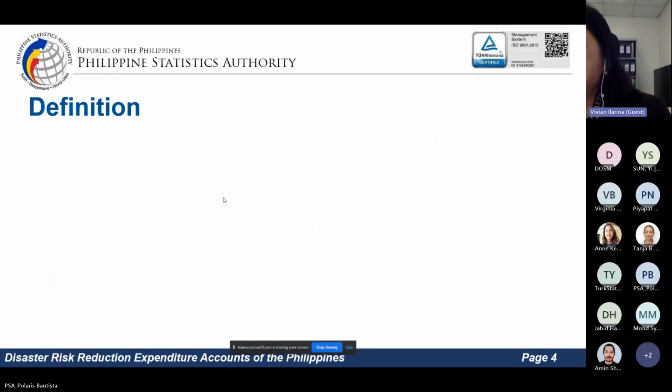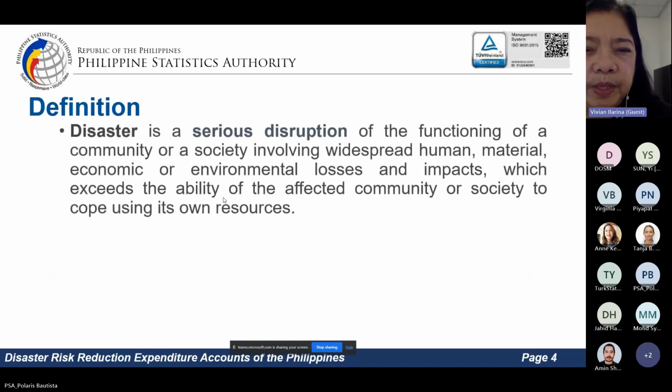Now, before I go further, let me first apprise you on what a disaster is after all. Why is everybody talking about disaster? This is a serious disruption of the functioning of the community or a society involving human, economic, material, and environmental losses, and this impacts the quality of life of the community and society.